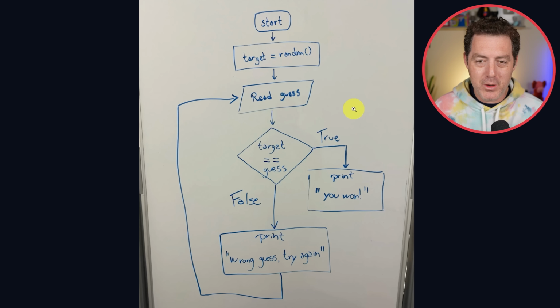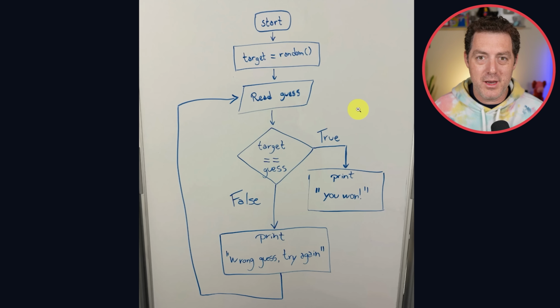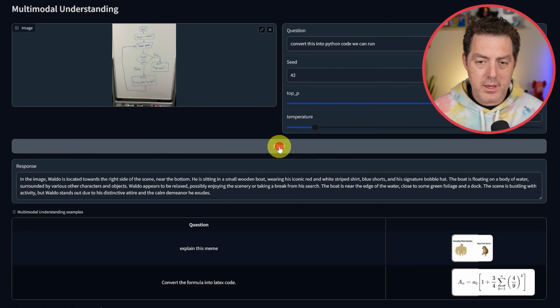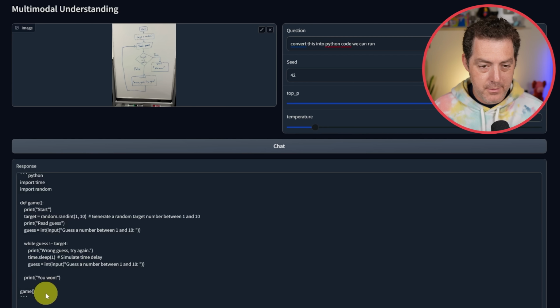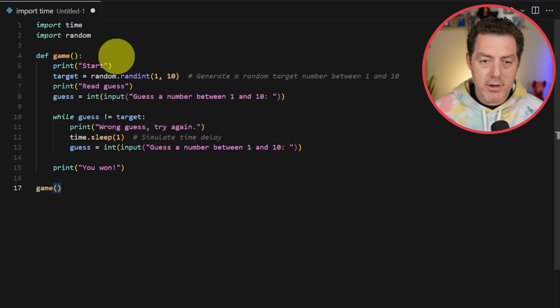Very simple, but the point is it is converting this diagram into actual code we can run. All right, so convert this into Python code we can run, chat, and here we go. Very easy. Okay, that was very fast. I'm going to highlight this code. All right, so there we go. I just pasted it in.